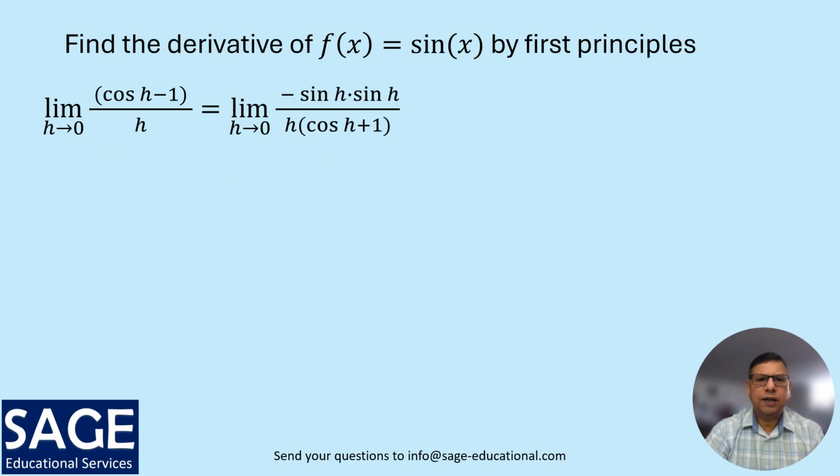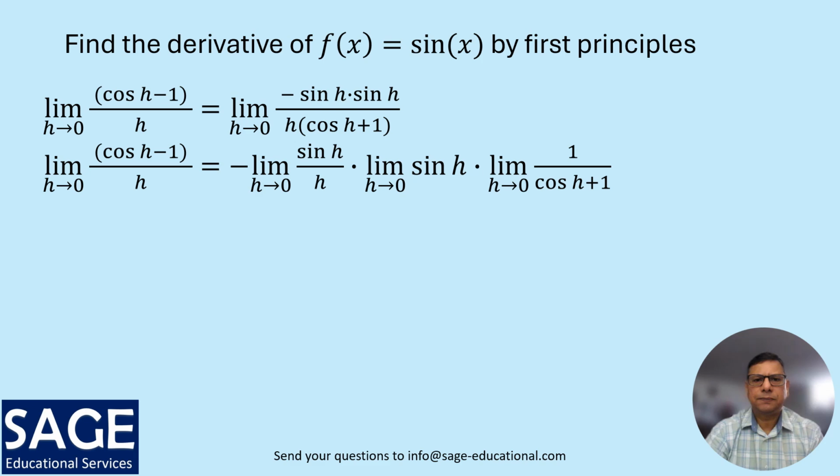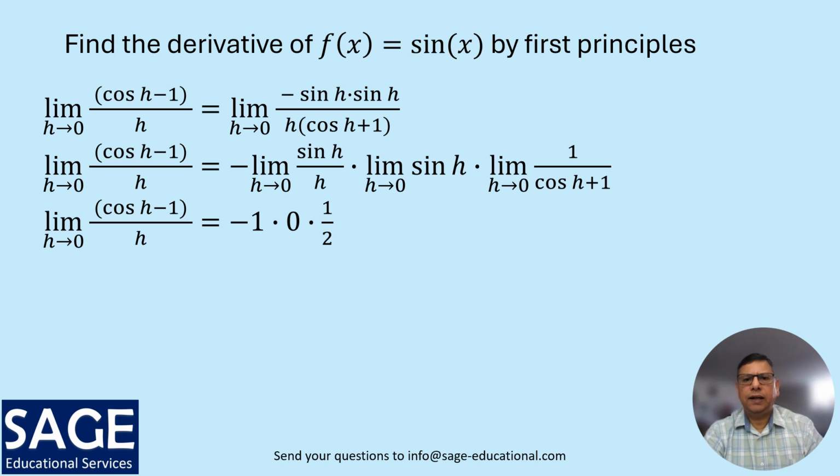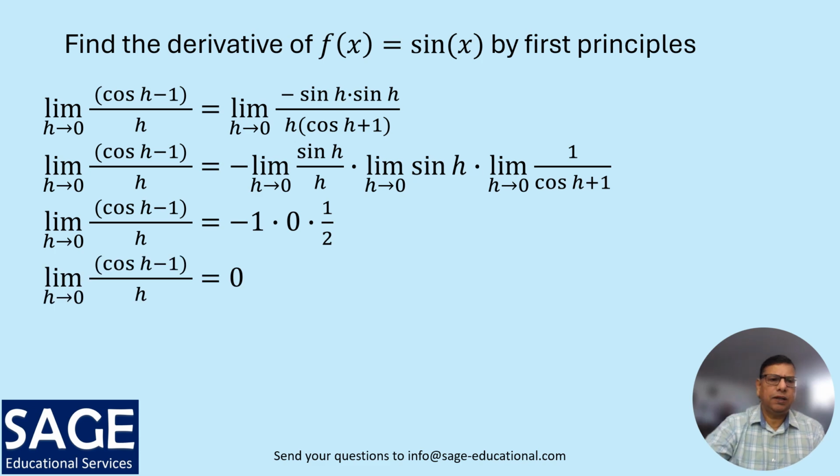When I write that as a product of two limits, then I know that the limit as h tends to 0 of sine of h over h is 1, and the limit as h tends to 0 of sine of h is equal to 0, and the limit as h tends to 0 of 1 over cosine of h plus 1 is equal to 1 over 2. So I have my limit: the limit as h tends to 0 of cosine of h minus 1 over h is equal to 0.